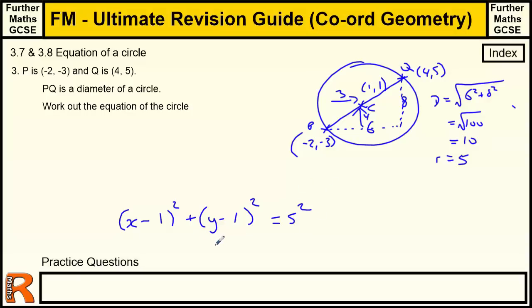We should really square the 5, so we get x minus 1 all squared plus y minus 1 all squared equals 25. That would be the equation of that circle.